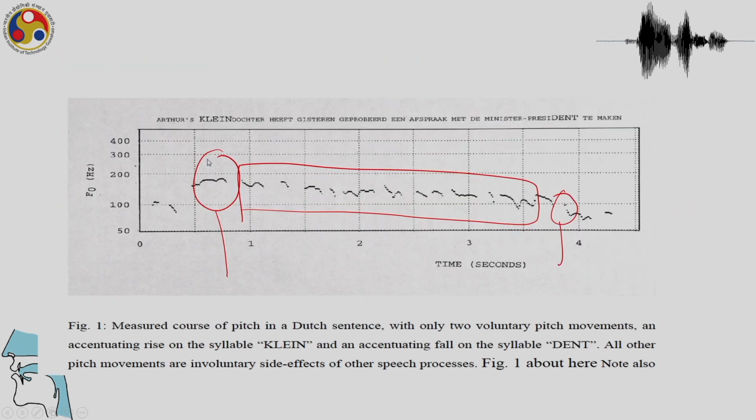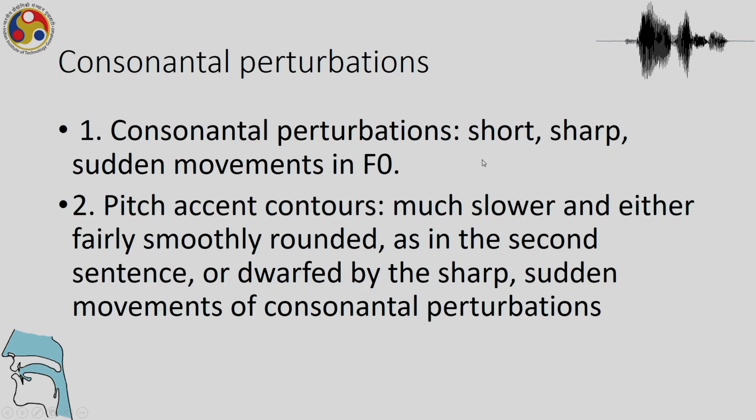So all these involuntary rises and falls that you see here in the pitch, falling, again rising, rising here, falling, we are saying that all these rises and falls are involuntary, and these are called consonantal perturbations. Consonantal perturbations are short, sharp, sudden movements in the fundamental frequency, and pitch accent contours are much slower and either fairly smoothly rounded as in the second sentence or dwarfed by the sharp sudden movements of consonantal perturbations.